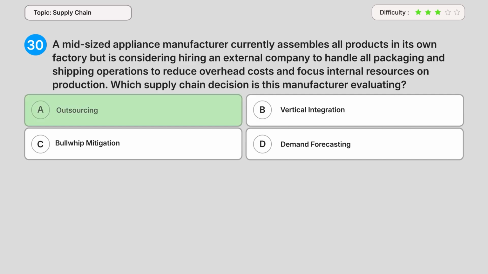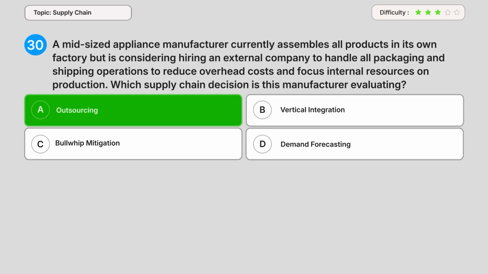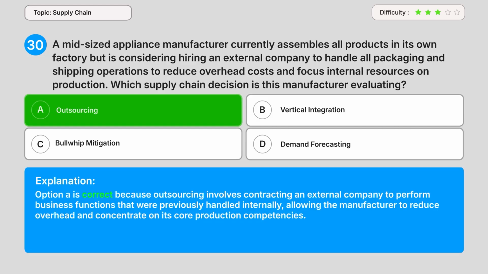Correct answer, A. Outsourcing. Explanation. Option A is correct because outsourcing involves contracting an external company to perform business functions that were previously handled internally, allowing the manufacturer to reduce overhead and concentrate on its core production competencies.